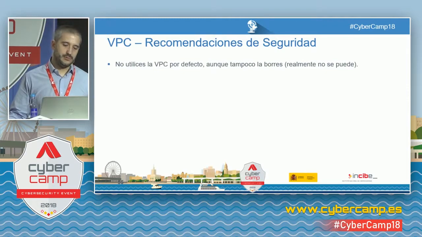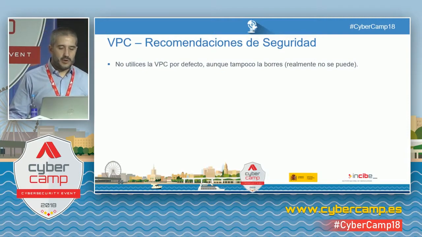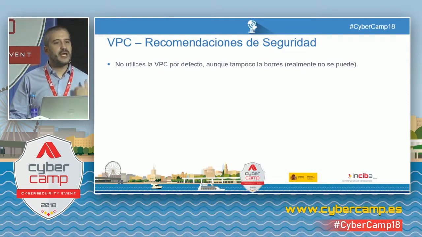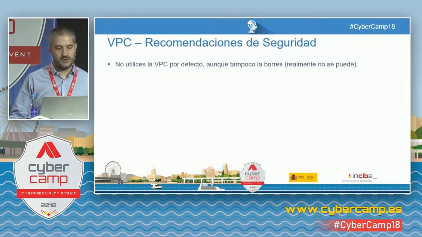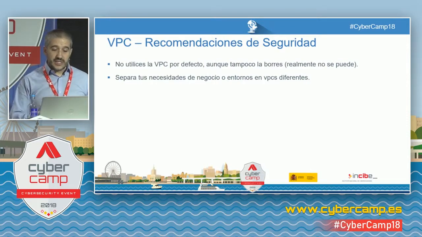Security recommendations regarding VPCs, but mainly don't use the default one. So use one of your own instead of the one predefined by Amazon. So with your own IP range and everything you need, you cannot delete the default one. So don't waste your time trying to delete it, because you won't be able.